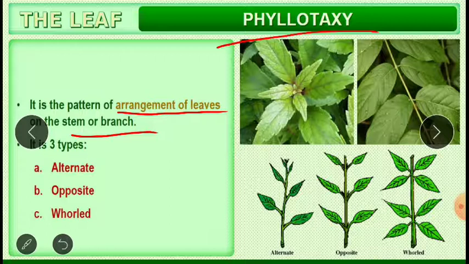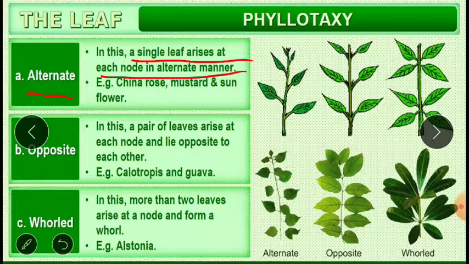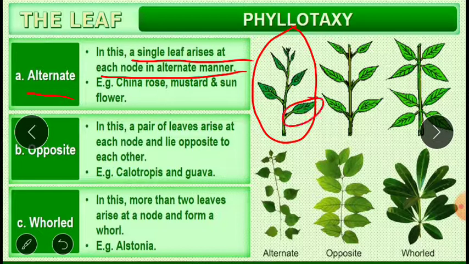There are three patterns of arrangement, that is, three types of phyllotaxy: alternate phyllotaxy, opposite phyllotaxy and whorled phyllotaxy. First one, alternate phyllotaxy. In this, a single leaf arises at each node in an alternate manner. So at each node only one leaf arises. You can see here one arising at this node, then the next leaf at this node, and again at this node the next leaf. So the leaves arise in an alternate manner. This type of arrangement is known as alternate phyllotaxy.